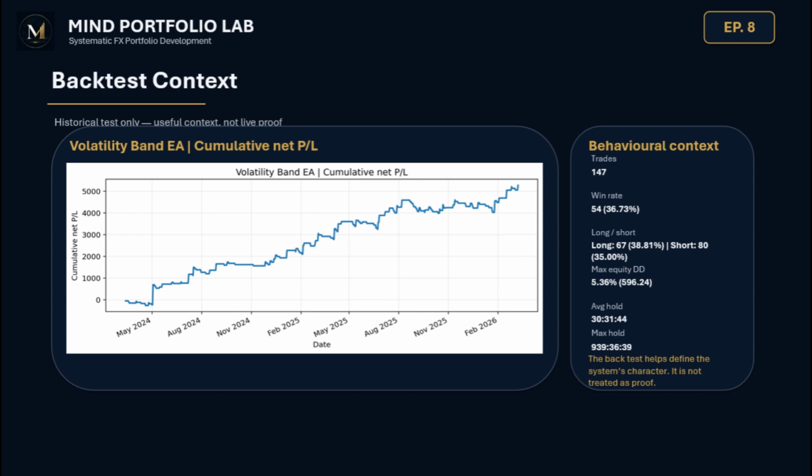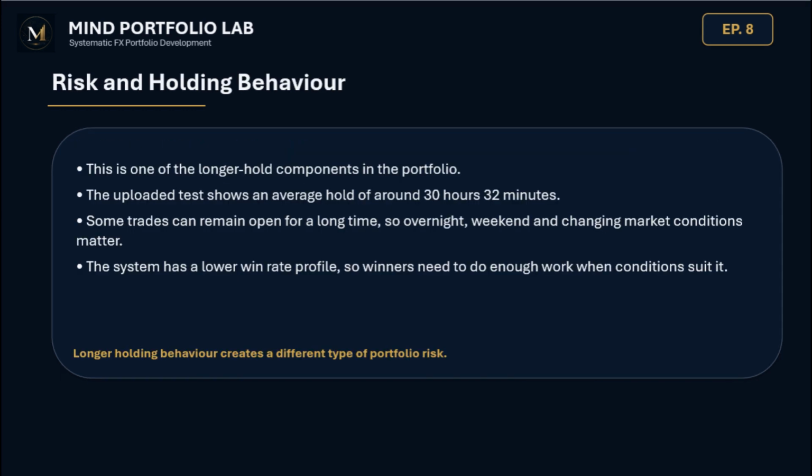First, it is not a high win rate strategy. It needs the winners to do enough work when the market follows through. Second, it has a much longer average holding time than several of the other EAs in the portfolio. And third, the maximum holding time shows that some trades can stay open for a significant period. That is important from a portfolio perspective. If I have several EAs holding trades at the same time, I need to understand whether the exposure is genuinely diversified or whether the portfolio is becoming too concentrated. Longer holds can be very useful, but they need to be monitored carefully.